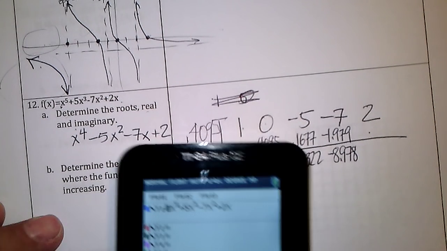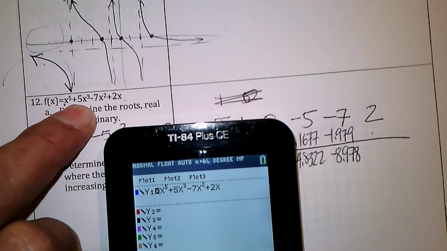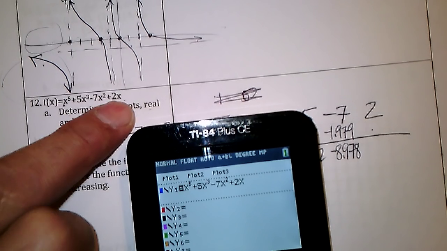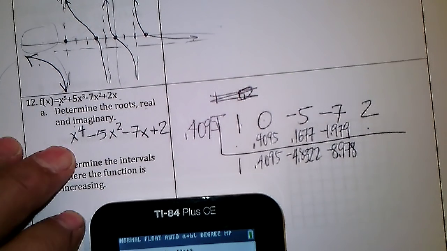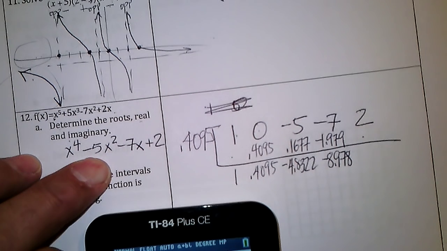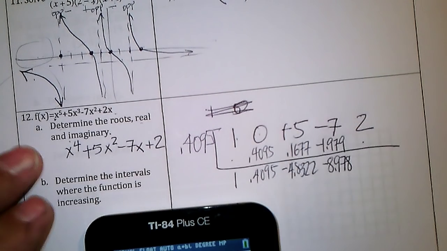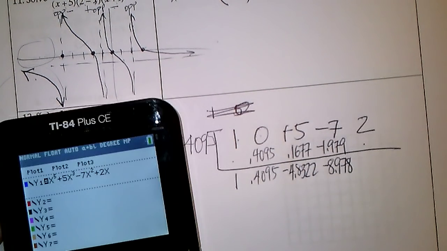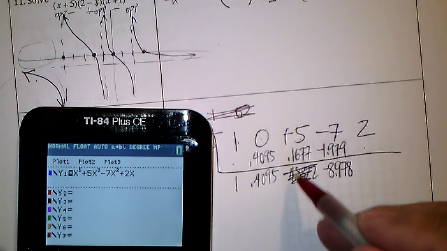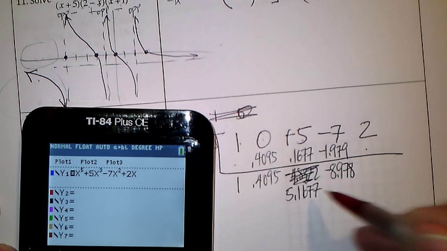Maybe I typed it in wrong. Let's check it. 5x to the 5th plus 5x to the 3rd minus 7x squared plus 2x. Take out an x, so it's x to the 4th minus 5, plus 5x. Okay. So I should have added that. So this would not have been this number. This would have been 5.1677.